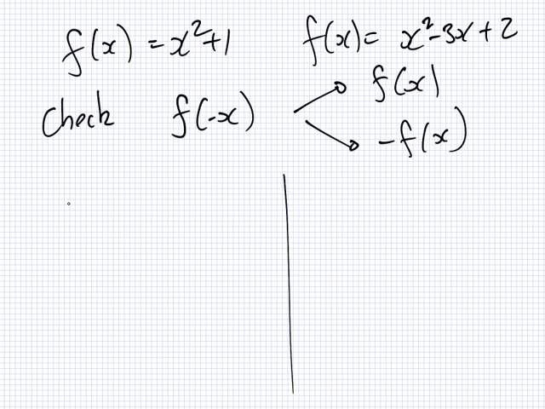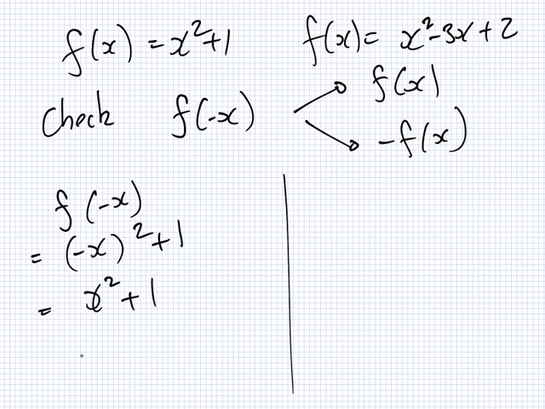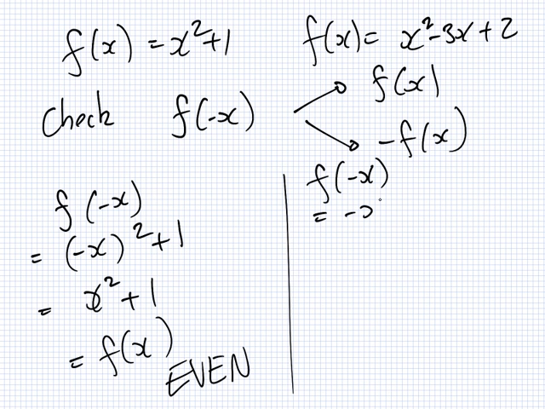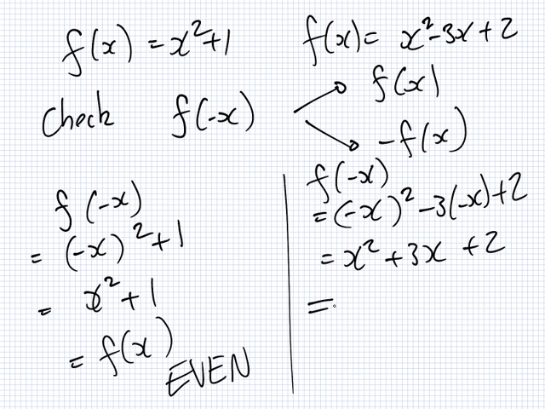So let's check it here. What's f of minus x? That's equal to minus x squared plus 1, which is equal to x squared plus 1, which is equal to f of x. So that makes it even. Here, what's f of minus x equal to? That's equal to minus x squared minus 3 times minus x plus 2, which equals x squared plus 3x plus 2, which does not equal f of x, and it also does not equal minus f of x. So this one here is neither.